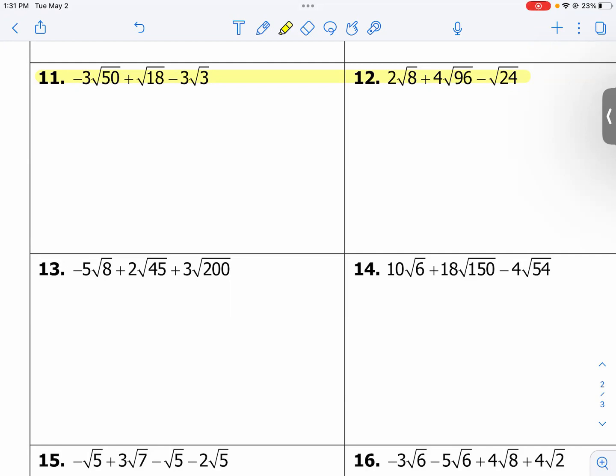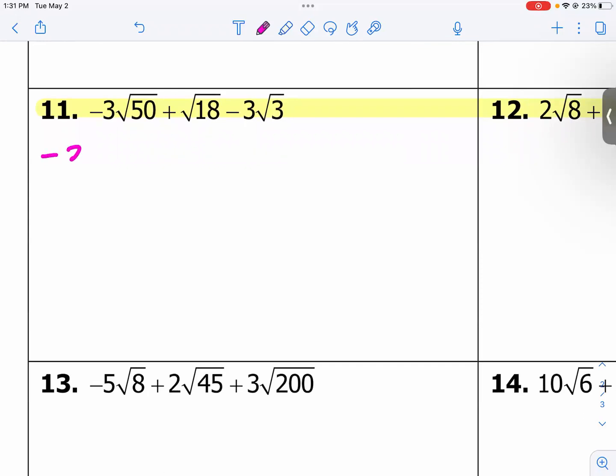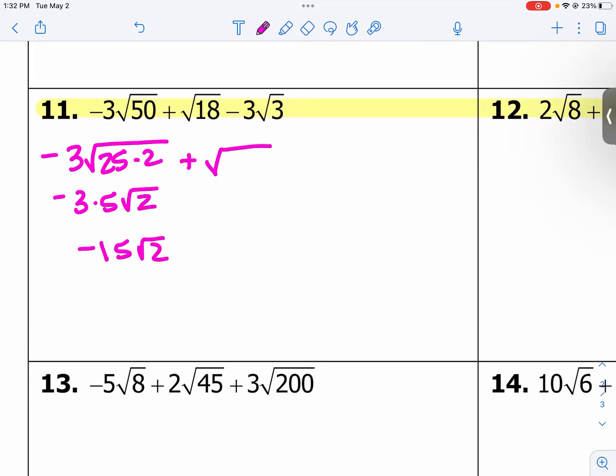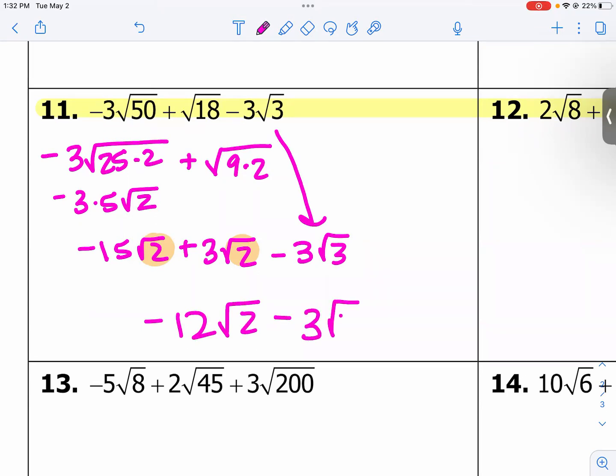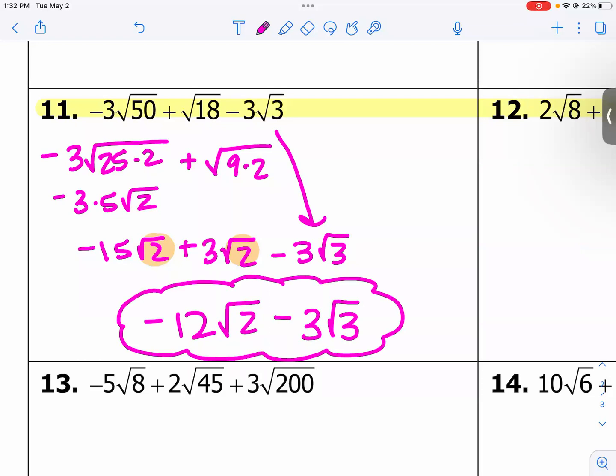Okay, let's go ahead and talk about these two. You guys have done very well. All right, Gavin, how should I rewrite 50 to help you out? 25 times 2. So that becomes negative 15 radical 2. Okay, Nirvan, what about 18? 9 times 2, so that becomes 3 radical 2. 3 radical 3 is already simplified, so I'm just gonna bring that one down. We can combine these two together. This is radical 2 and this is radical 2, so we can combine these two to be what? Negative 12 radical 2. But then negative 3 radical 3 has to stay. Wow. Okay, you got that with your group. Thumbs up to you.